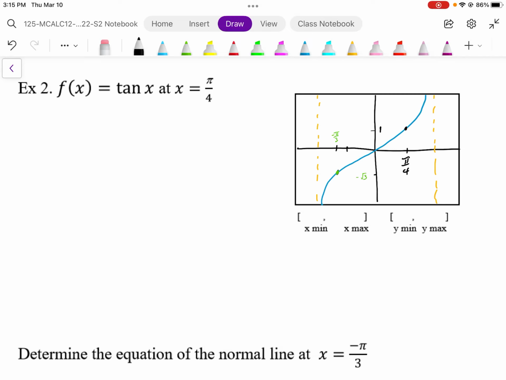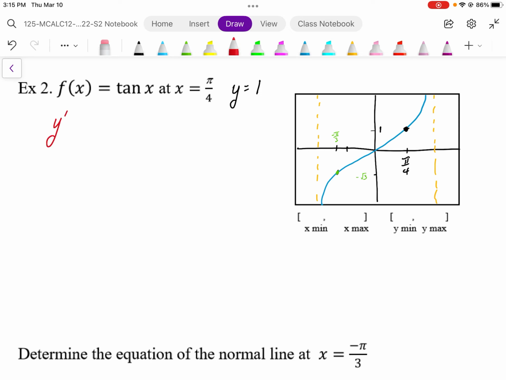f of x equals tan x, and we want to find the slope of the tangent line at x equals pi over 4. So the first thing we're going to do is calculate the y coordinate. Plugging in tan of pi over 4, the slope is going to be 1, so the y coordinate is 1. I've drawn that as the black dot on the graph so that we have a coordinate there.